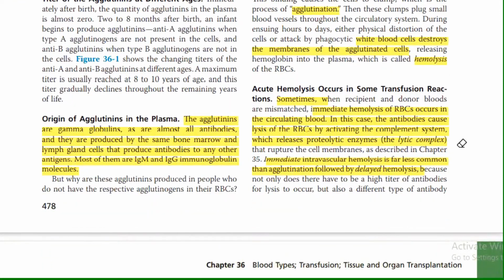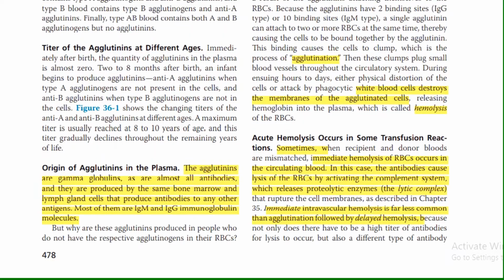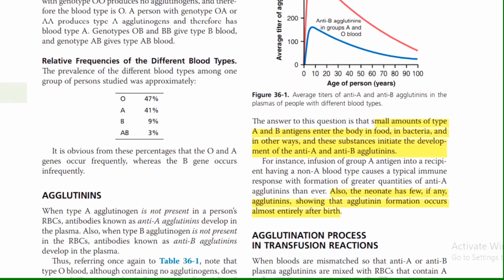Origin of agglutinins in the plasma. The agglutinins are gamma globulins, as are almost all antibodies, and they are produced by the same bone marrow and lymphoid gland cells that produce antibodies to any other antigen. Most of them are IgM or IgG immunoglobulin molecules.